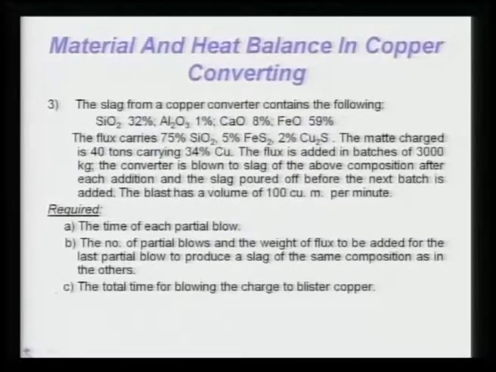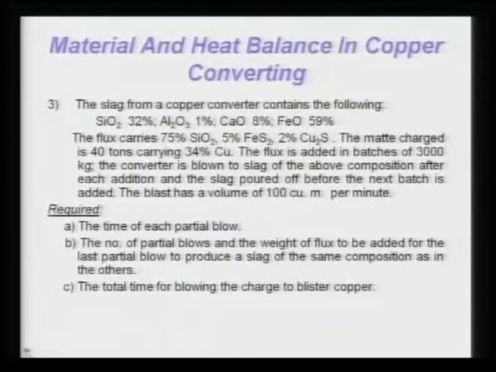The blast has a volume of 100 cubic meter per minute. You are required to calculate the time of each partial blow, because now there will be different partial blows. You know that in converting, the first stage is slag formation. Only after the slag formation stage, that is after the removal of FeS, you blow the converter content for production of blister copper.